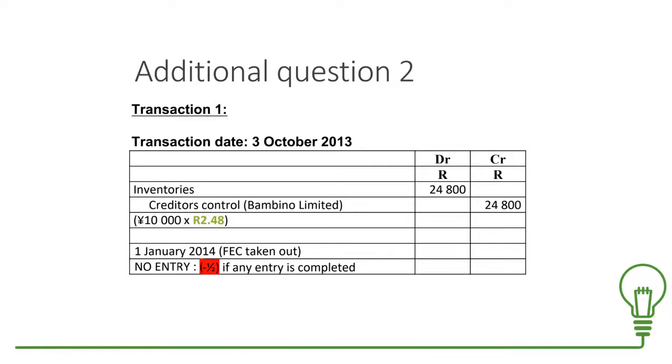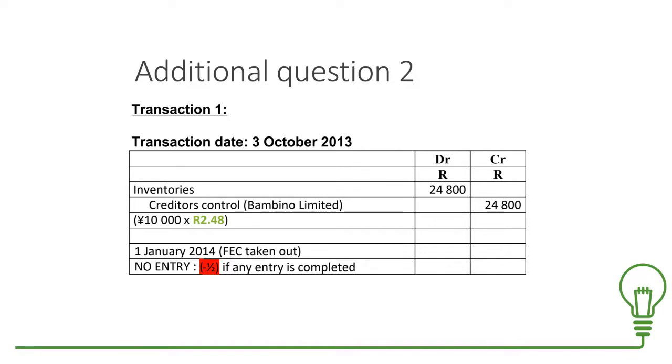So we're debiting inventory, obviously, because inventory is increasing. We're buying new inventory, right? So we're debiting inventory. Remember, inventory is an asset, which increases on the debit side. And then we're going to credit the creditor, and when we credit the creditor, we're saying that the creditor is getting bigger.